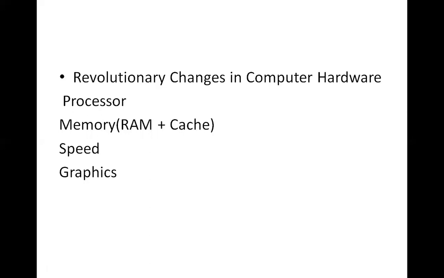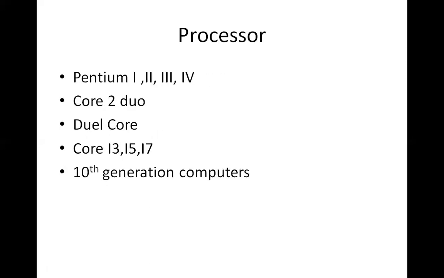Because after the 1990s there were revolutionary changes in computer hardware, and hardware means processor, memory, speed and graphics. So revolutionary changes came. Let's start by looking at the processor. So these are the processors.